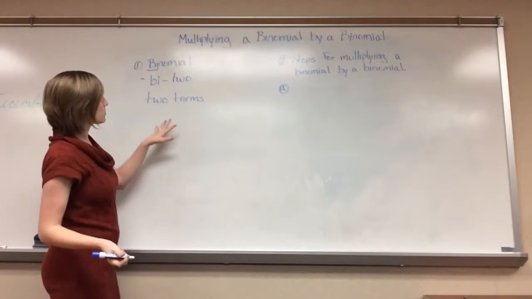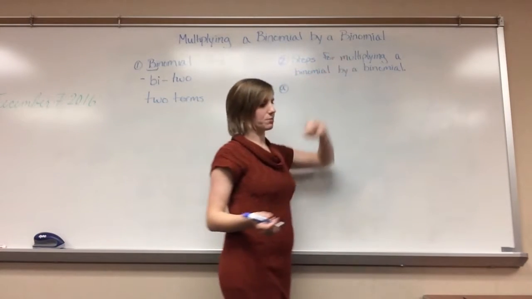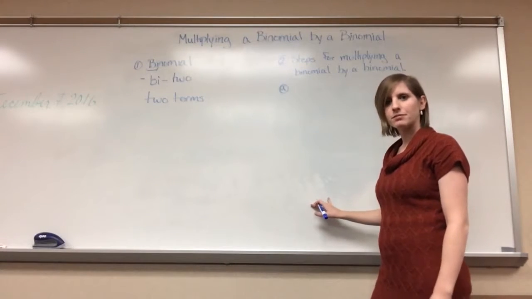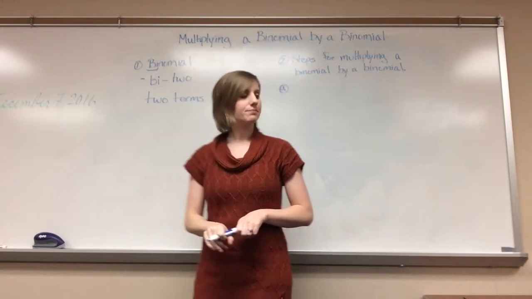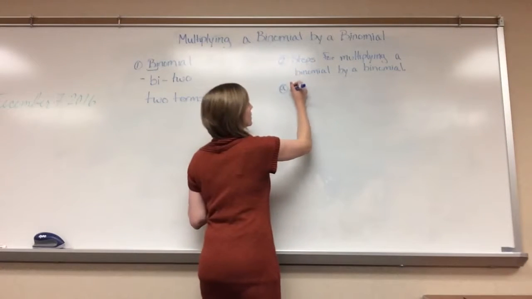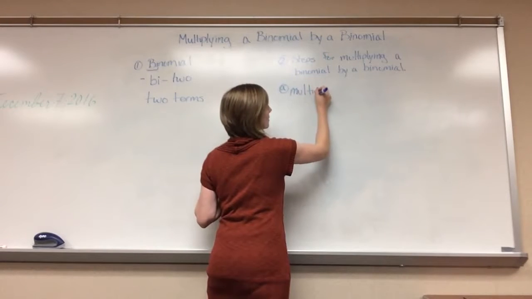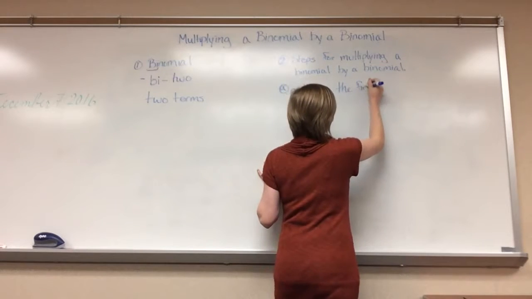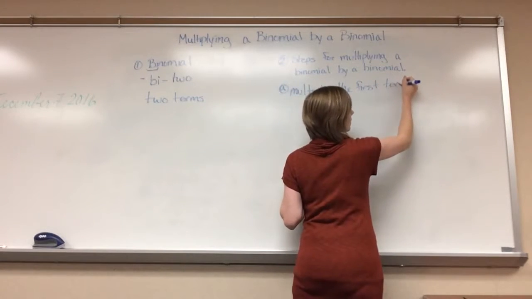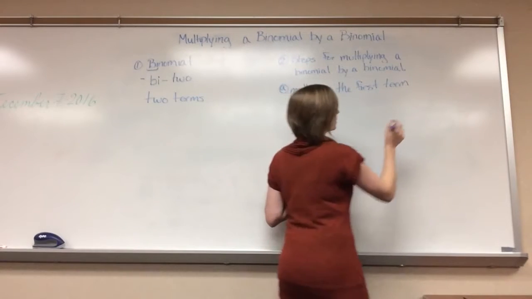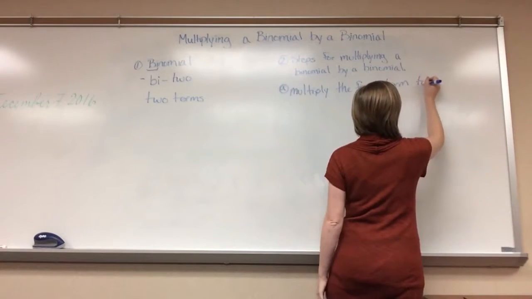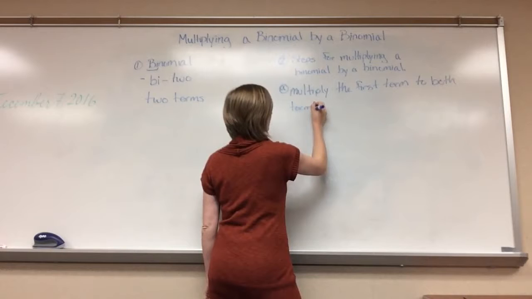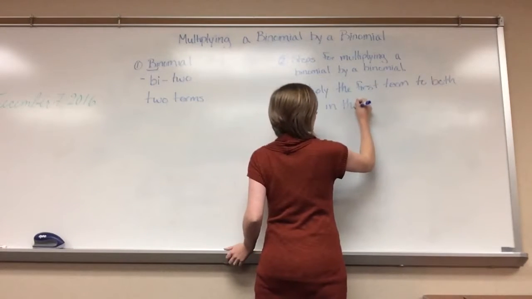So essentially what we're doing is we're multiplying two terms by two terms. We're going to go over how to do that with about 5 steps. So let's take a look at those 5 steps. Our first step is that we are going to multiply the first term to both terms in the second parenthesis. So multiply the first term to both terms in the second set of parentheses.